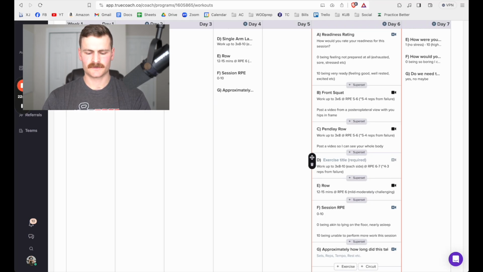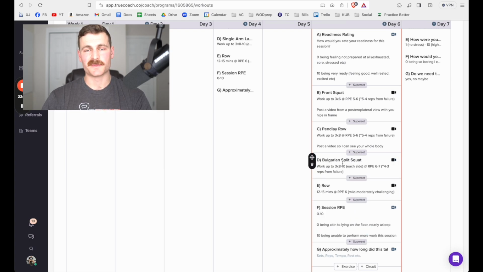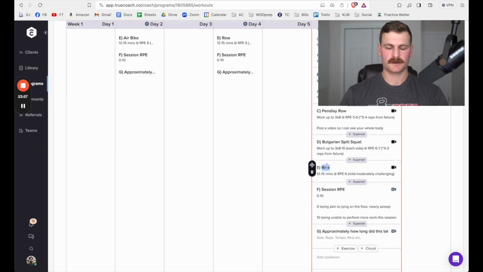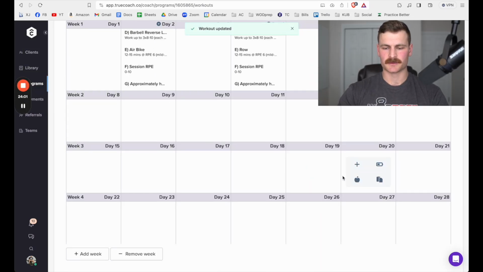Then I was going to do an alternating box step up. Let's do a Bulgarian split squat. Another squatting type pattern, but I think that he'll be able to handle it. And then finally, we'll go ahead and have him do just another different type of cardio so he doesn't get bored.